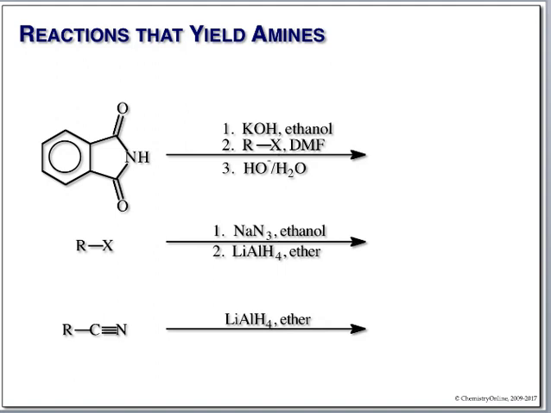Here we have phthalimide. Going to treat it with base to make the phthalimide anion. Going to react it with an alkyl halide. And then we're going to hydrolyze, either acid or base. So we're going to hydrolyze off the imide group and wind up with the primary amine. The simple phthalimide synthesis.